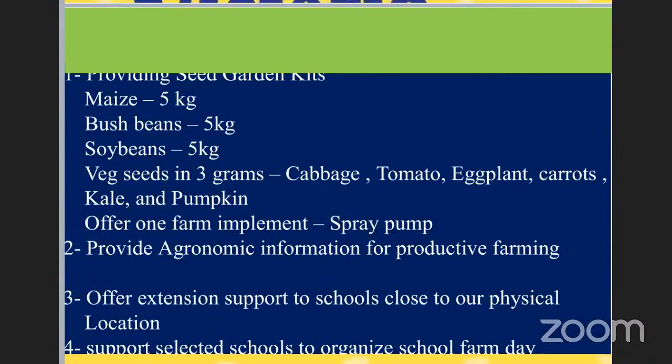Then this slide was to show the role of the partners. As Victoria Seeds, what do we see as our role? Of course, our primary role as a seed company is to provide seed garden kits. This is voluntary. It's our offer because we believe in the project. So bear with us if it doesn't have as many crops as you want. But for the beginning, we thought these are the sample crops we could start with: maize, bush beans, soya beans, and a range of vegetable seeds.